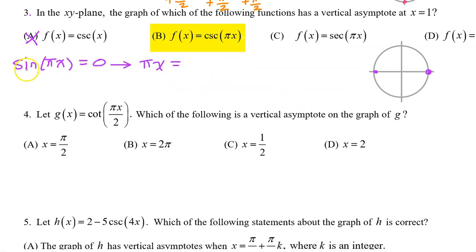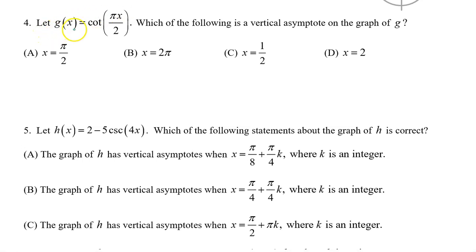by asking ourselves the sine of what is equal to 0. Sine is the y value on the unit circle, and y values are equal to 0 here and here. So pi x will equal 0 or pi. We can get x by itself by dividing both sides by pi. 0 divided by pi is still 0, and pi divided by pi is 1. We were looking for x equals 1, and we found it. So the answer is B.